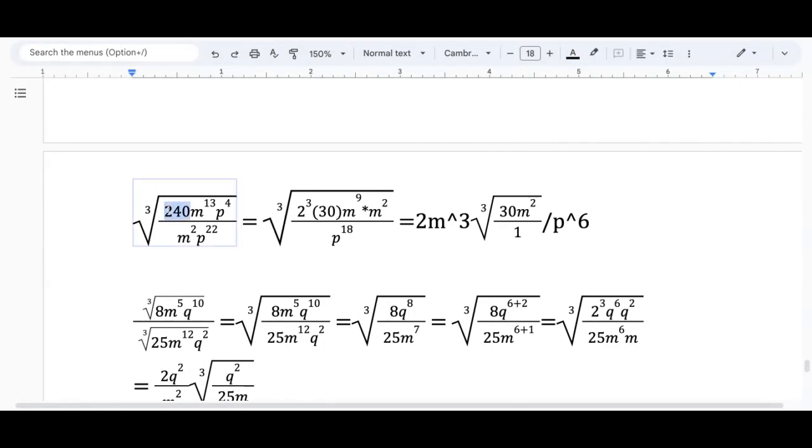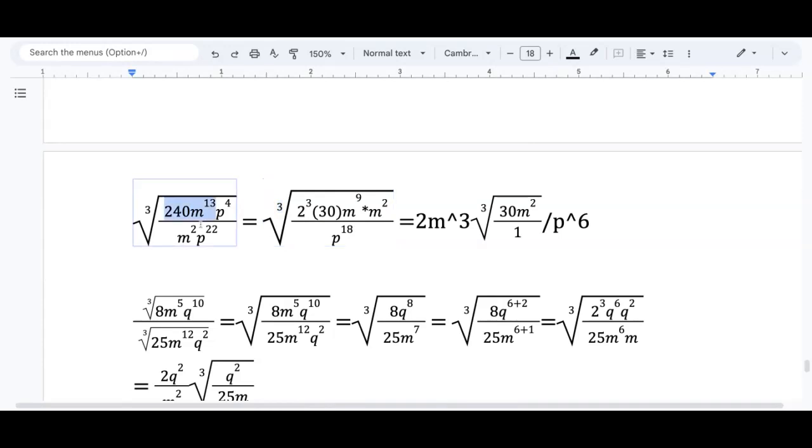Okay, so 240. That's 8 times 30, right? 8 is 2 raised to the 3, and 30 has no cube in it. Because the index is 3, we're hunting for cubes, or the exponents to be multiples of 3.